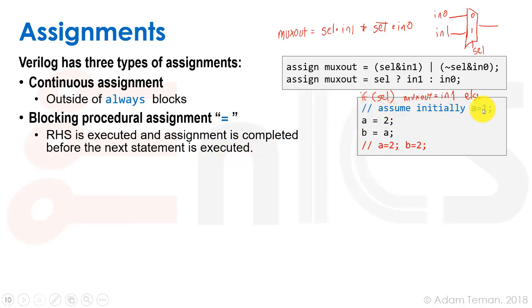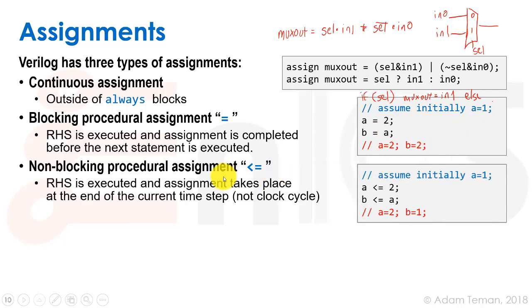Assume that initially A equals 1. Okay, and then inside my assignment, we have a statement that says A equals 2. Now this is blocking. So now A equals 2, and then B equals A. So at the end of our code here, A equals 2, what was written here, and B equals 2 because it was blocking. It happened before this because it came before it inside our code.